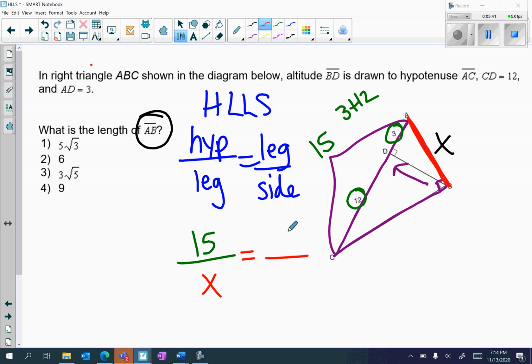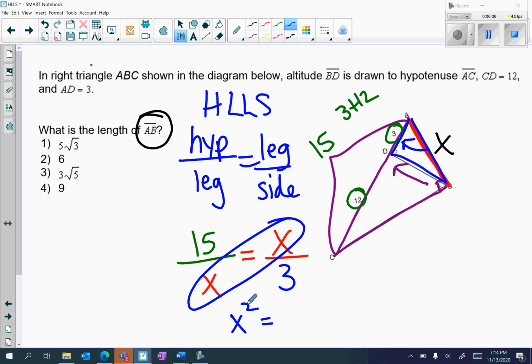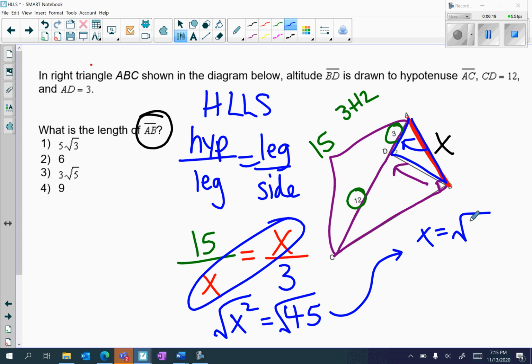And remember, the leg on the other fraction is the same, over my side. I'm looking at the small triangle, and the side that corresponds to that leg is going to be 3. So now we have to cross multiply. So x times x is x squared, and 15 times 3 is 45. Take the square root of both sides. So x is going to be equal to radical 45.